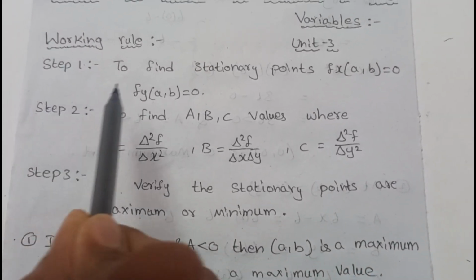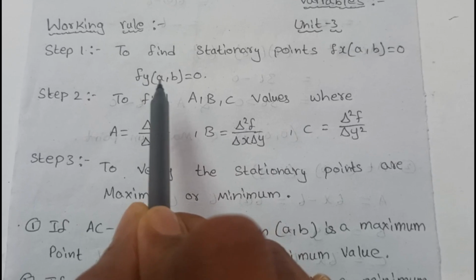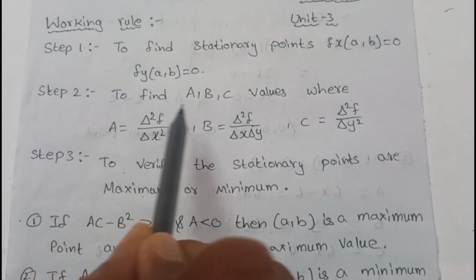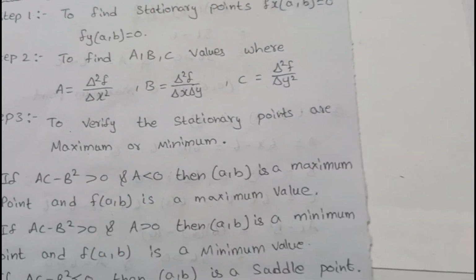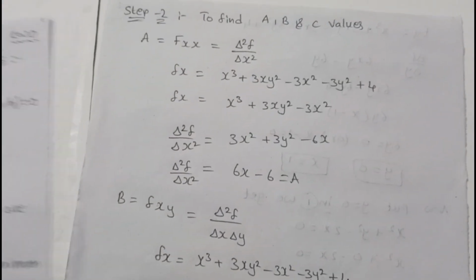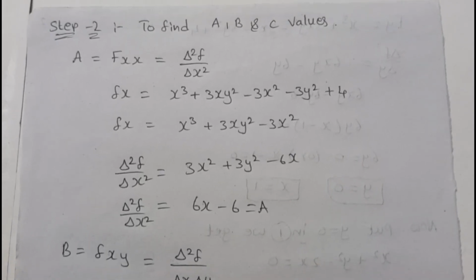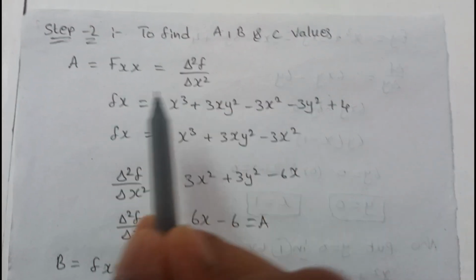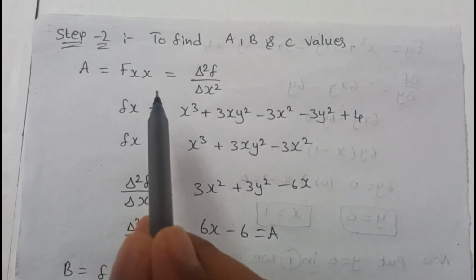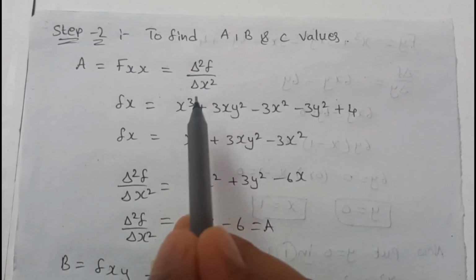Let's see the second working rule, or second step. Second step, what do we find? To find the a, b, c values, we use a equal to delta square f by delta x square. In this way we find the a, b, c values. By using step 2, we find the abc values. First, a is equal to fxx, which is equal to delta square f by delta x square. This is the formula for getting a.